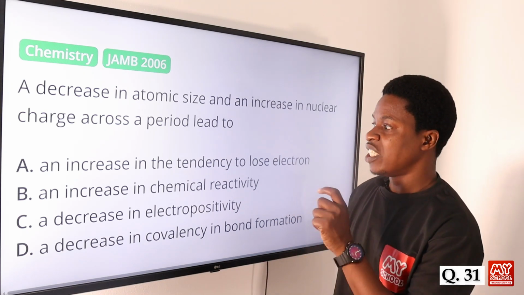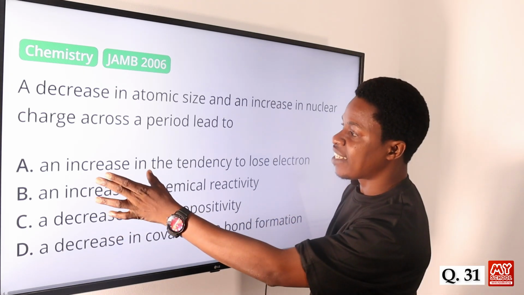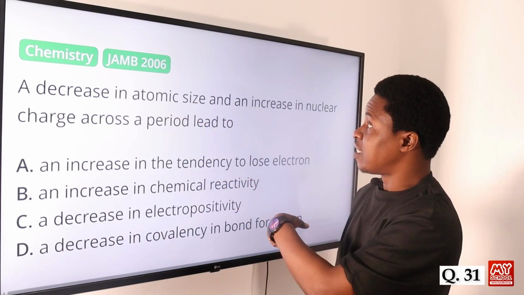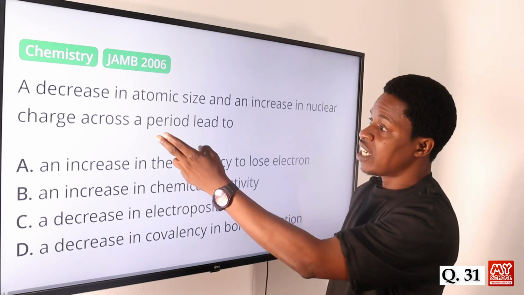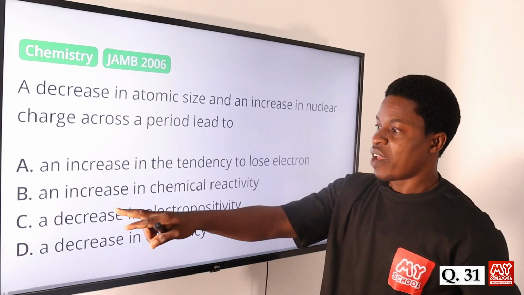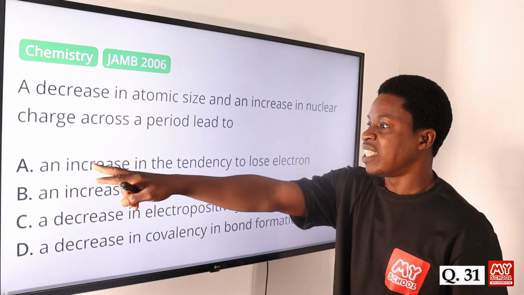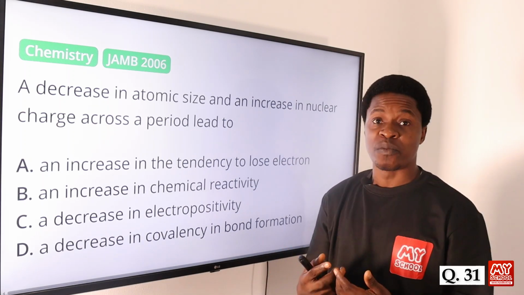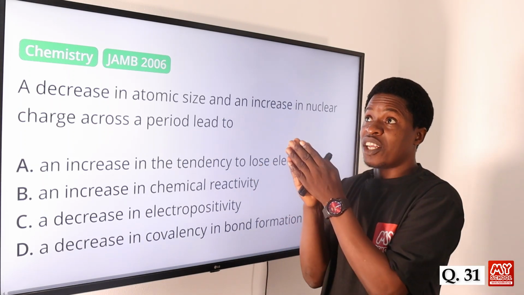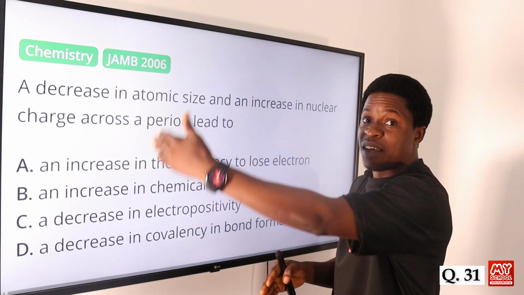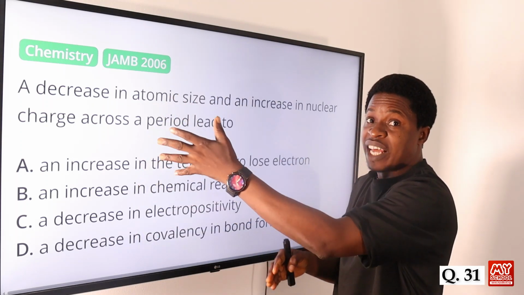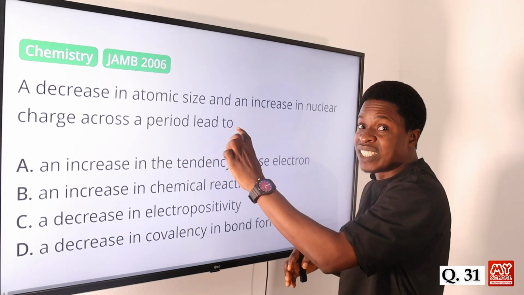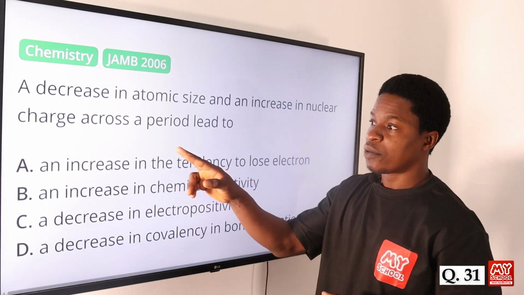So that, of course, is going to lead to, option A says, an increase in the tendency to lose electrons. No. If the atomic size is decreasing and the nuclear charge is increasing as we move across the period, we are meant to have what? We are meant to have a decrease. It is going to lead to a decrease in the tendency of the electrons to be lost, because as you are moving across, the first elements lose electrons easily, and the tendency to lose electrons begins to decrease as you move across the period. So option A is not correct.